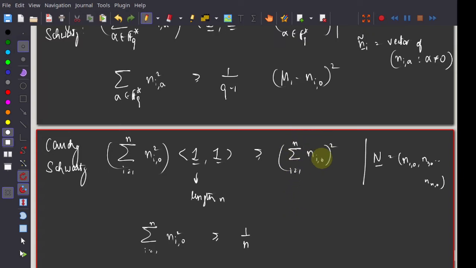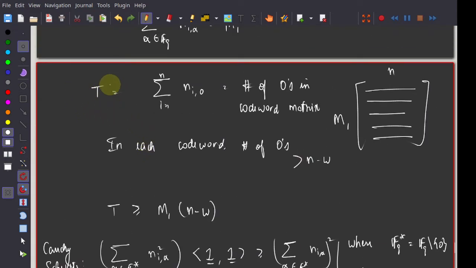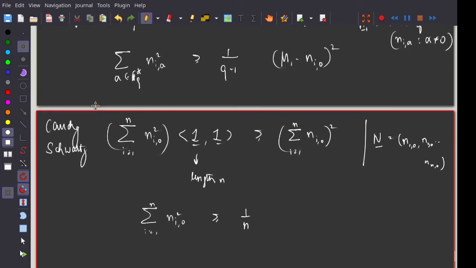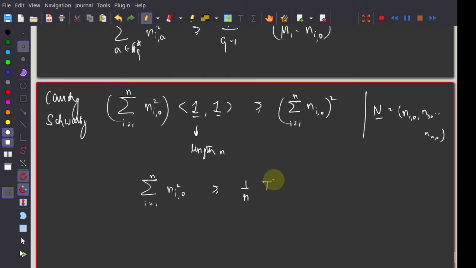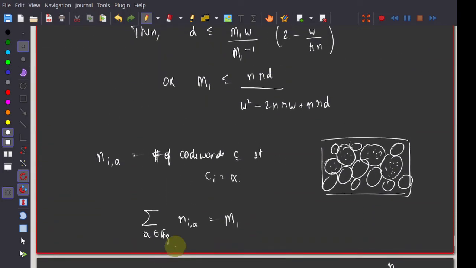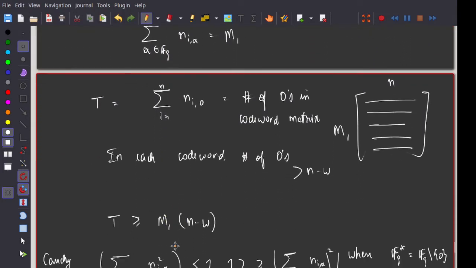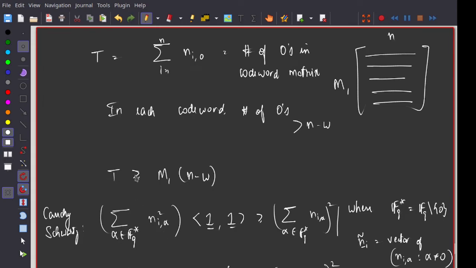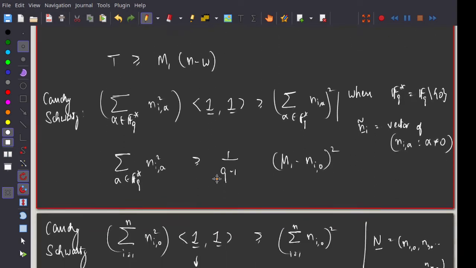What is this quantity equal to? Defined it over here as t. So 1 over n times t square. Okay. Now let's go back to the quantity that we have, right? So we had t greater than or equal to m1 into n minus w. That's one thing we had.